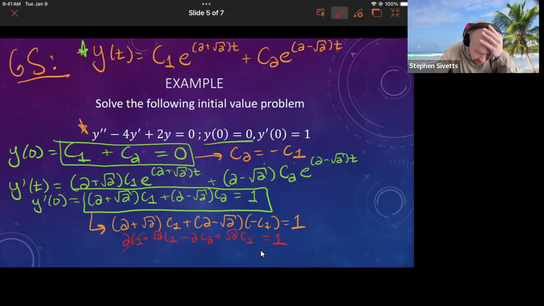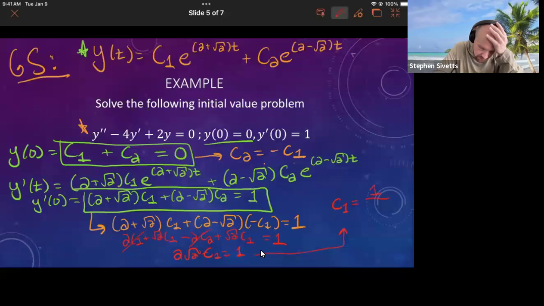Okay, these 2's will cancel, and we will get 2 times root 2 times C1 equals 1. And so that would conclude that C1 is equal to 1 over 2 root 2. And since C2 is equal to minus C1, we'll have C2 is negative 1 over 2 root 2.